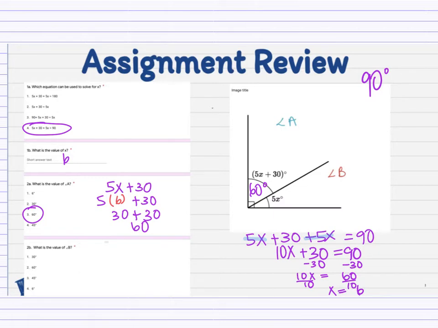Now we want angle B for the next question. And angle B just says 5x. So again, I'm going to replace the x with 6. So we have 5 times 6, which gives us 30. So this angle here is 30 degrees. And together, they make 90 degrees. 60 plus 30 makes 90.